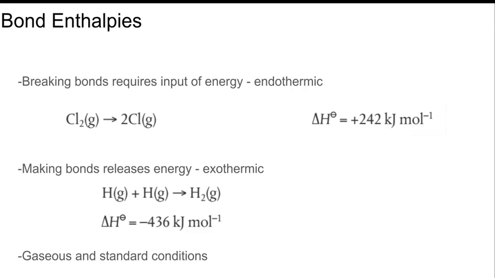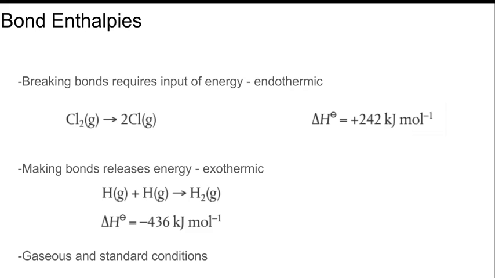Today we're going to continue our lecture on energetics and thermodynamics. We're going to talk about bond enthalpies. So we've got two things that can happen. Either we're going to break bonds. When we break bonds, that's going to require energy to be put in to break those bonds. And so that's going to be called endothermic.